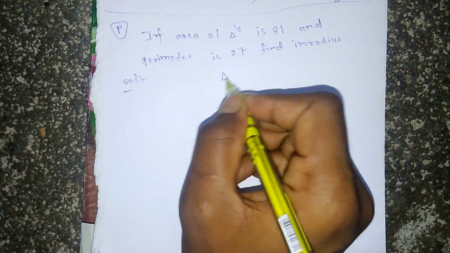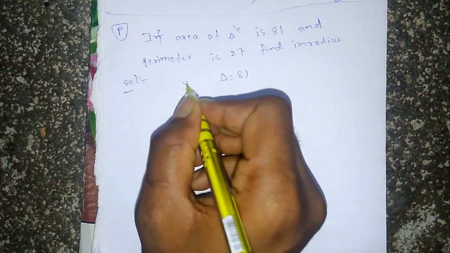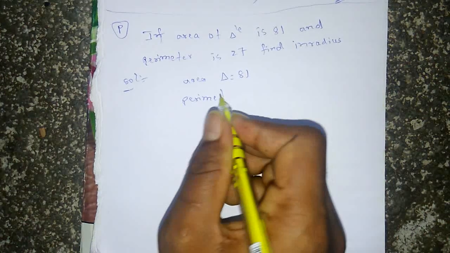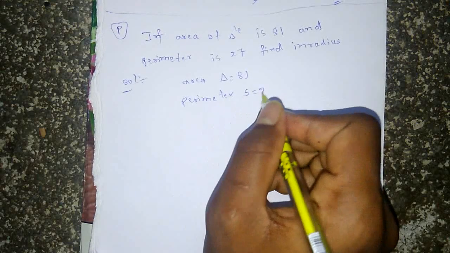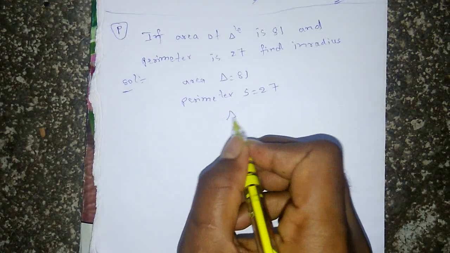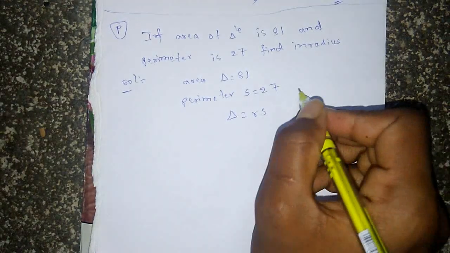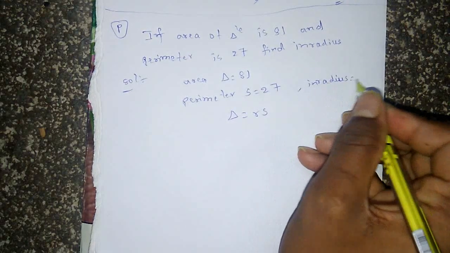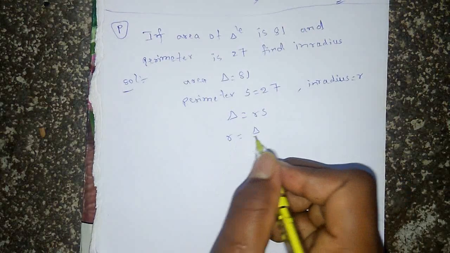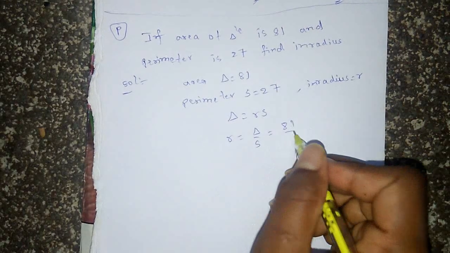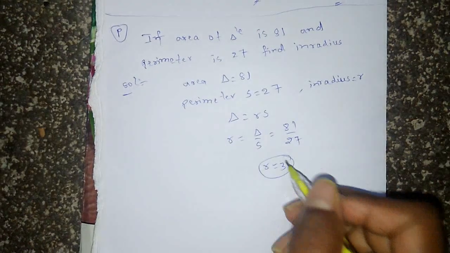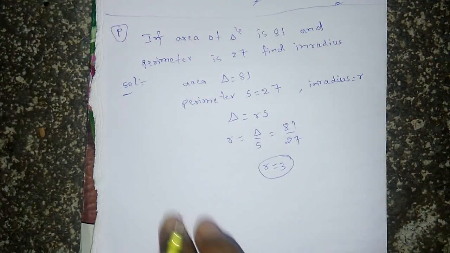So area is given, that is delta is 81, perimeter is given, perimeter s is equal to 27. Now we know that delta is equal to r into s, where the inradius is small r. Now r is equal to delta by s, that is 81 by 27. 27 3 times cancels, therefore r is equal to 3, which is the inradius.